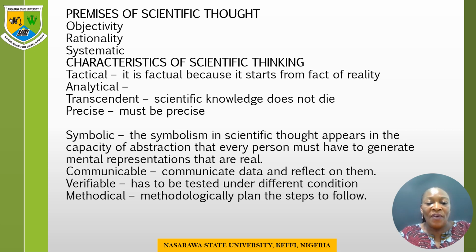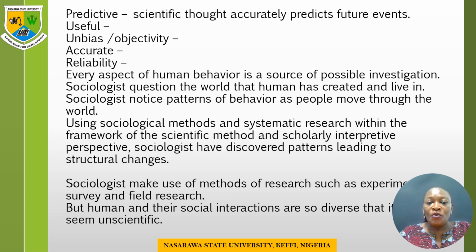Now it has to be verifiable again, has to be tested under different conditions, and of course, methodological. The methodology plans the steps which you have to follow. And of course, it has to be predictive. Scientific thought accurately predicts future events. It has to be unbiased, it has to be objective, it has to be, like I said, accurate, and it has to be reliable. In scientific analysis, all those things are important.